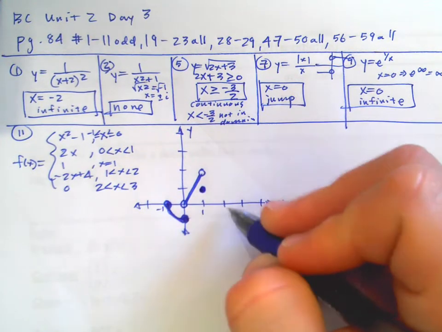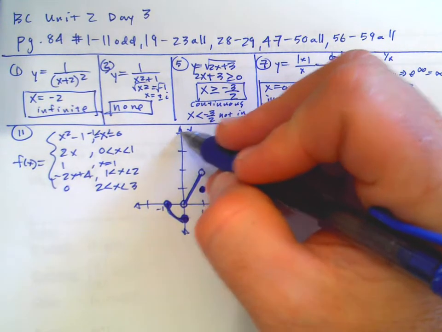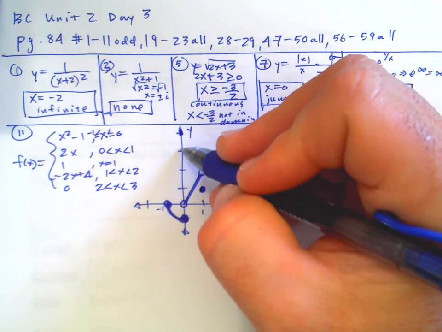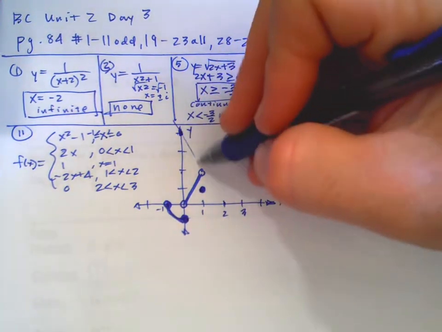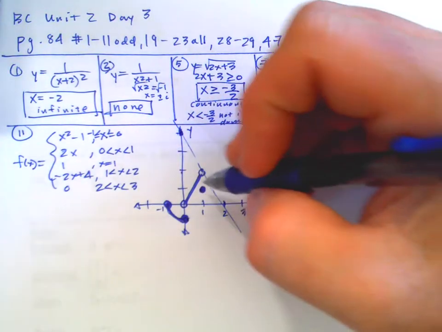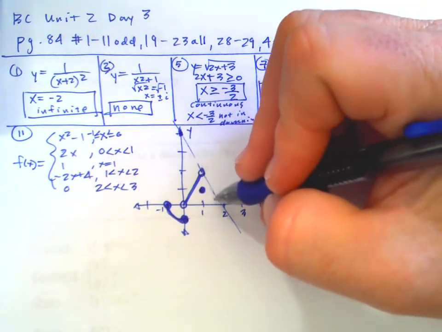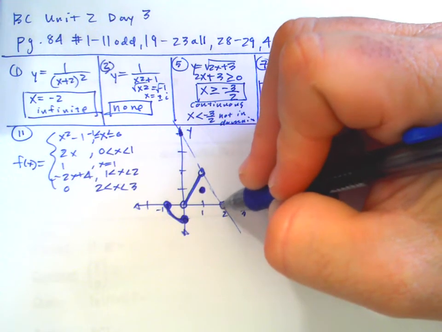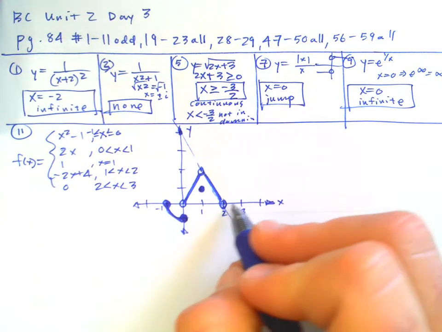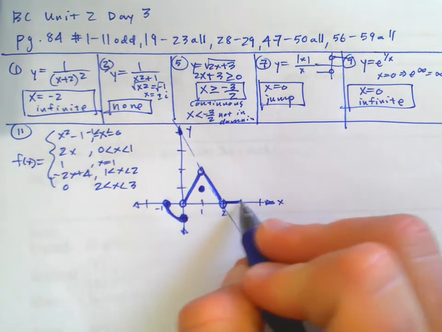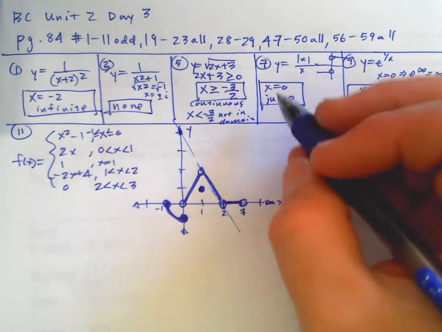From 1 to 2, it's a line that starts up here at 4 and goes down 2 over 1. So it kind of looks like that, but it's only defined from 1 to 2, with open dots on both ends. And then from 2 to 3, it's a flat line with open dots. Okay, so that's the graph.